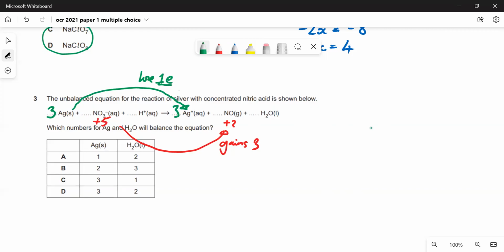And so on the left, we've got 6 oxygens. We've only got 2 oxygens on the right. So we're going to have to put a 2 in front of the H2O. And that means that we have to balance with the hydrogens. We need 4 hydrogens. So that is, and 1 nitrate ion and 1 NO gas. Which numbers for Ag and H2O balance the equation? So we want 3. And so that is the correct one, it's D.